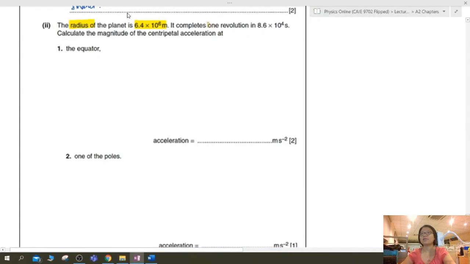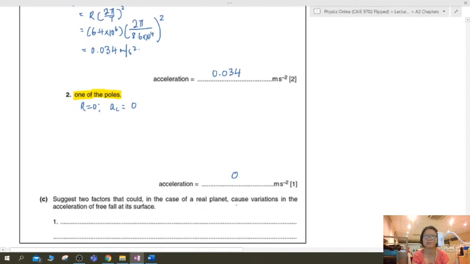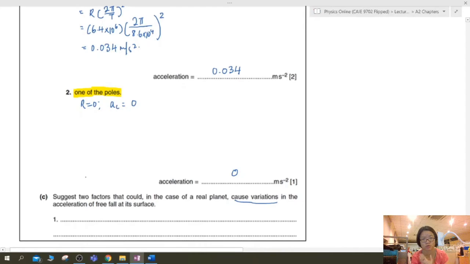Next, radius of the planet, completes one revolution. Calculate the magnitude of the centripetal acceleration at the equator and one of the poles. So centripetal acceleration, if you remember the equation, a_c would be r omega squared. So you can place in the value, 2 pi over T, squared, times 6.4 times 10 to the power of 6. Converted unit already, wonderful, so just substitute, don't forget the square, and you get 0.034. So that's how little it is. You're just going to be that little bit lighter. And on the poles, radius is 0, so there's no acceleration.